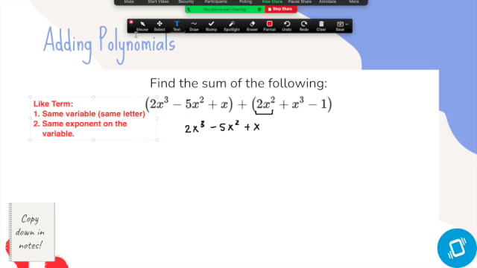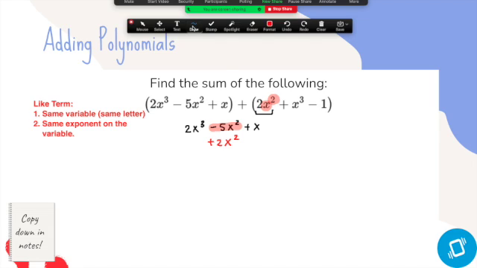Okay? So if we're looking at like terms of 2x to the power 2, again, it has to have the same variable. So it has to have the variable x. And it has to have x to the power of 2 specifically. So the exponent has to be 2. The only one that I see that's like that is the negative 5x to the power 2. So underneath the negative 5x to the power 2, I'm going to write out plus 2x to the power of 2 here.